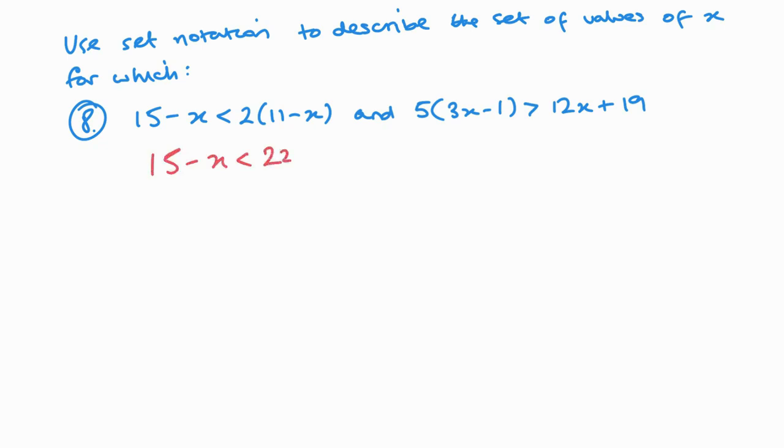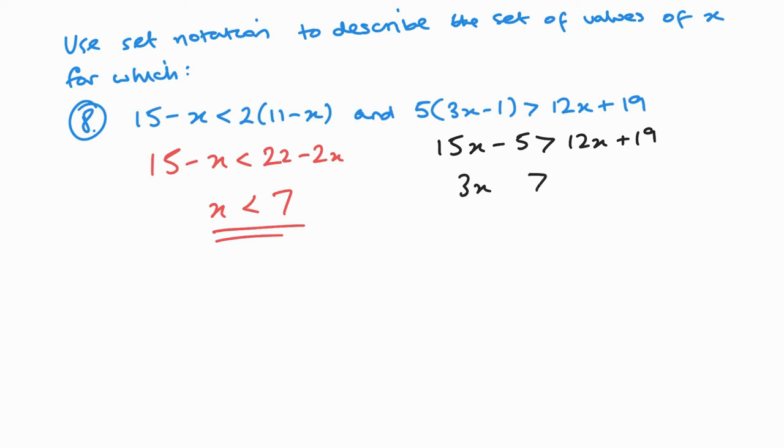So expand my brackets. Take my x's over to one side, so add 2x, then take away the 15. Gives me my first answer. Second one I'll do in black, so expand my brackets. And largest x is on the left, so take away 12x and then add 5. So here we get x is greater than 8. So we got x is less than 7, x is greater than 8.